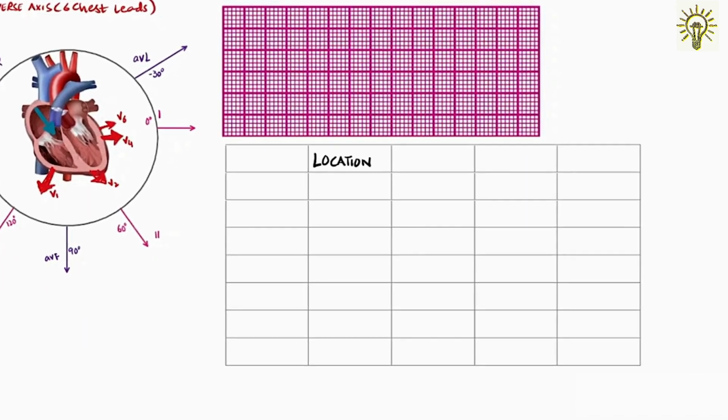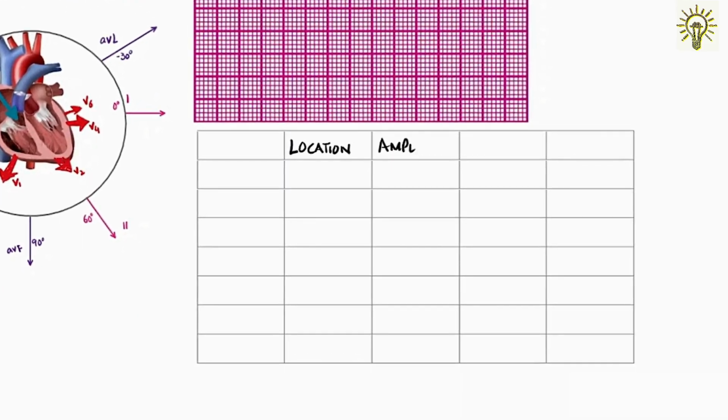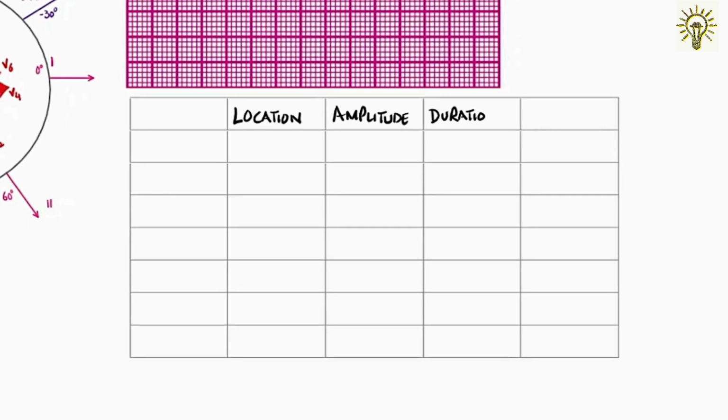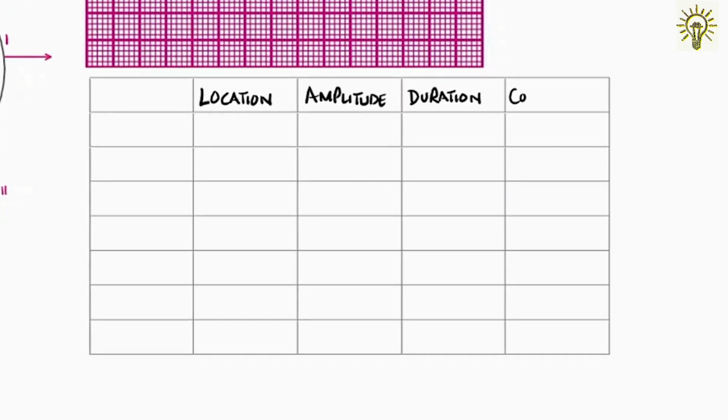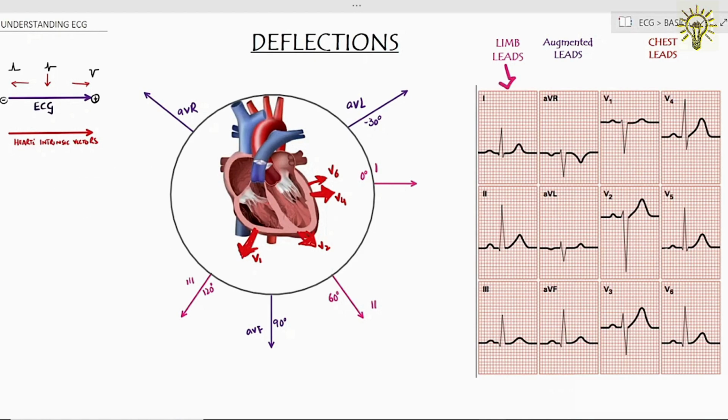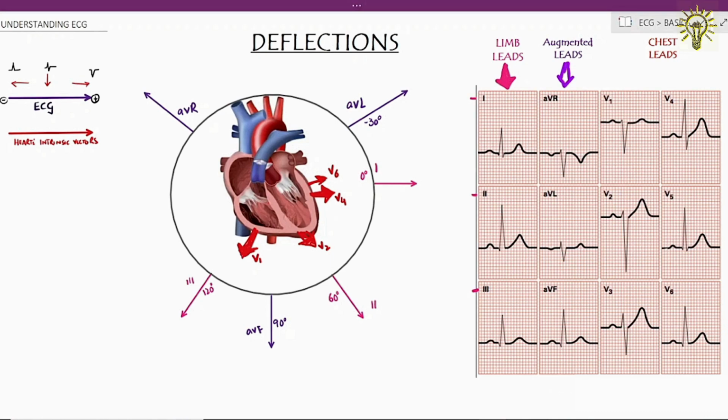Now, as we move on, we will see the location, amplitude, duration and also the deflection patterns of respective waveforms in the 12 lead system for a normal ECG waveform. On the right side of the page, you are seeing a 12 lead ECG containing 3 limb leads 1, 2 and 3, 3 augmented leads AVR, AVL and AVF and 6 chest leads from V1 to V6. Let's begin with how the waveform is formed.